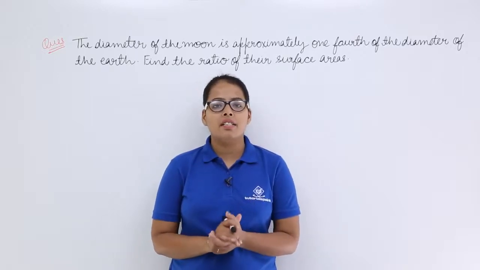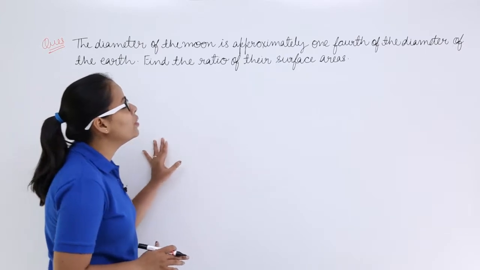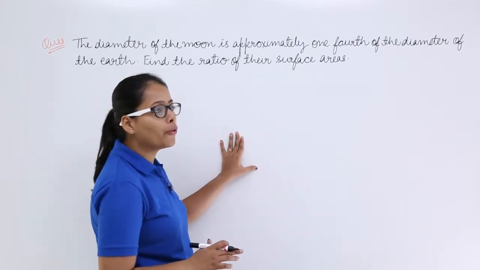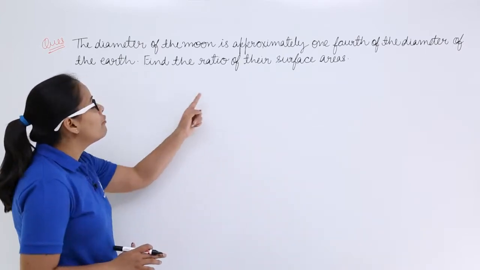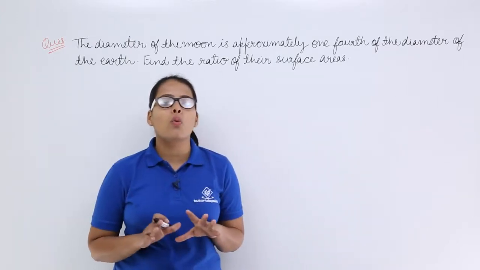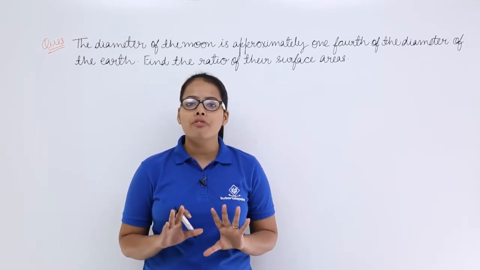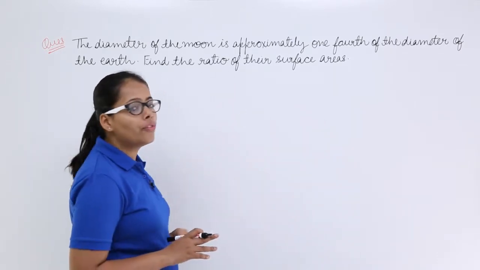Hello guys, let's understand this problem here. This problem says the diameter of the moon is approximately 1/4 of the diameter of the earth. Find the ratio of the surface area. So what we are doing here, we are going to consider the shape of moon as well as earth in the shape of sphere. You know the ratio of their diameter?